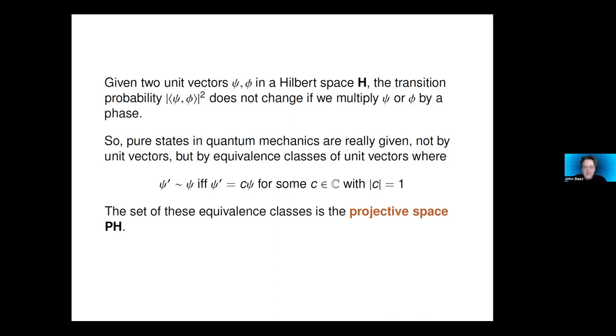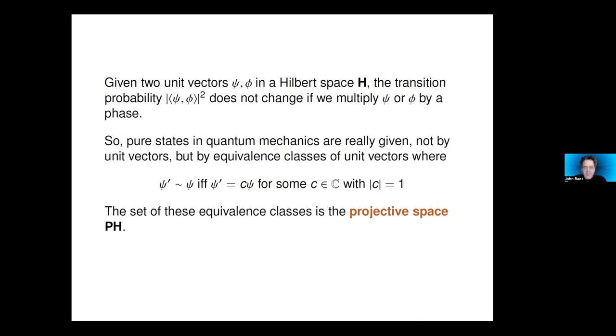So we use unit vectors in a Hilbert space to describe pure states in quantum mechanics. I'm only going to be talking about pure states, I'll just say states, I guess. And what you can do with them, for starters, is calculate the transition probability. You put a system in state phi, you measure whether it's in state psi, you find it sometimes is and sometimes isn't. The probability is the absolute value of the inner product of those two states squared.